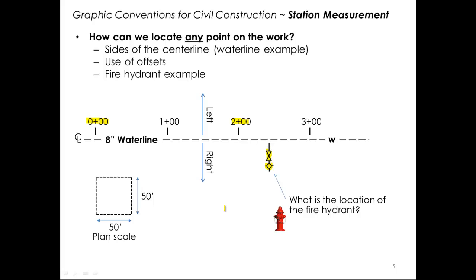How could the location of the hydrant be shown on the plans? We know it's somewhere between station 2 plus 00 and 3 plus 00, and we also know that it's to the right of the center line. So we could designate it like this: 26 feet right at station 2 plus 47. That would tell us exactly what these dimension lines would represent, but we wouldn't have to clutter up the plan by using these dimension lines. This would be called the station and an offset.